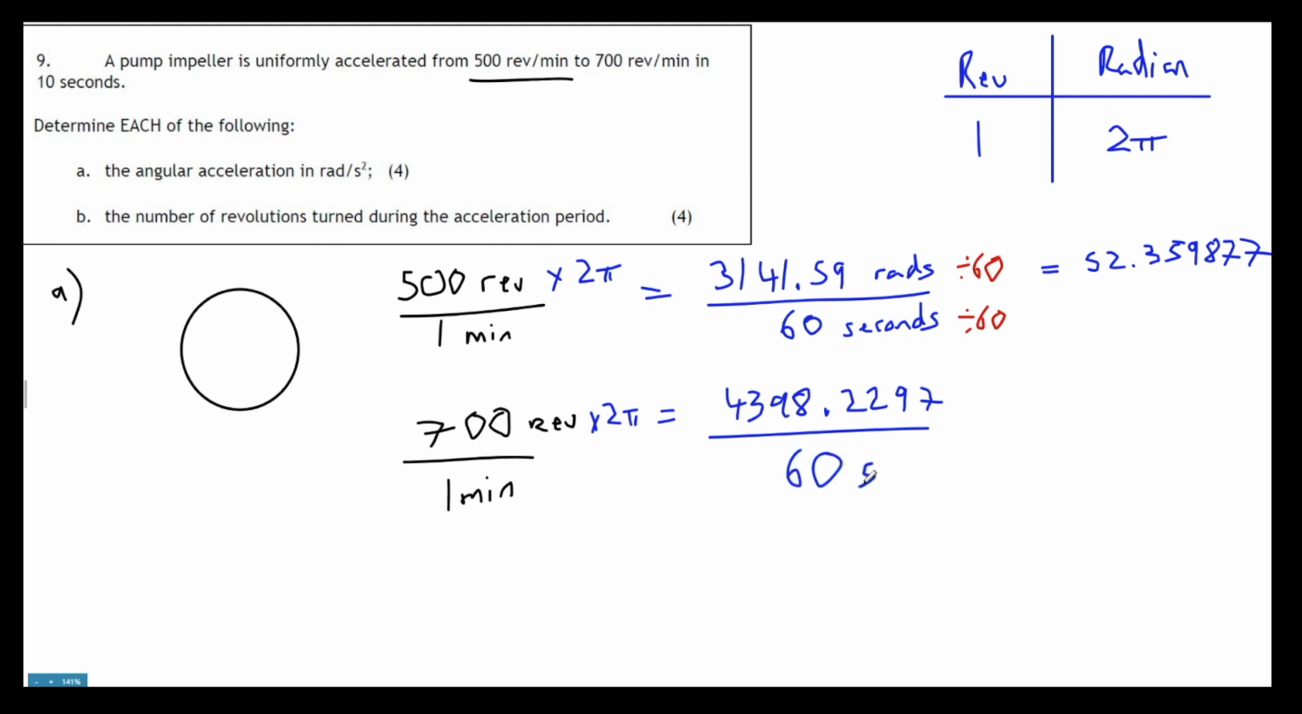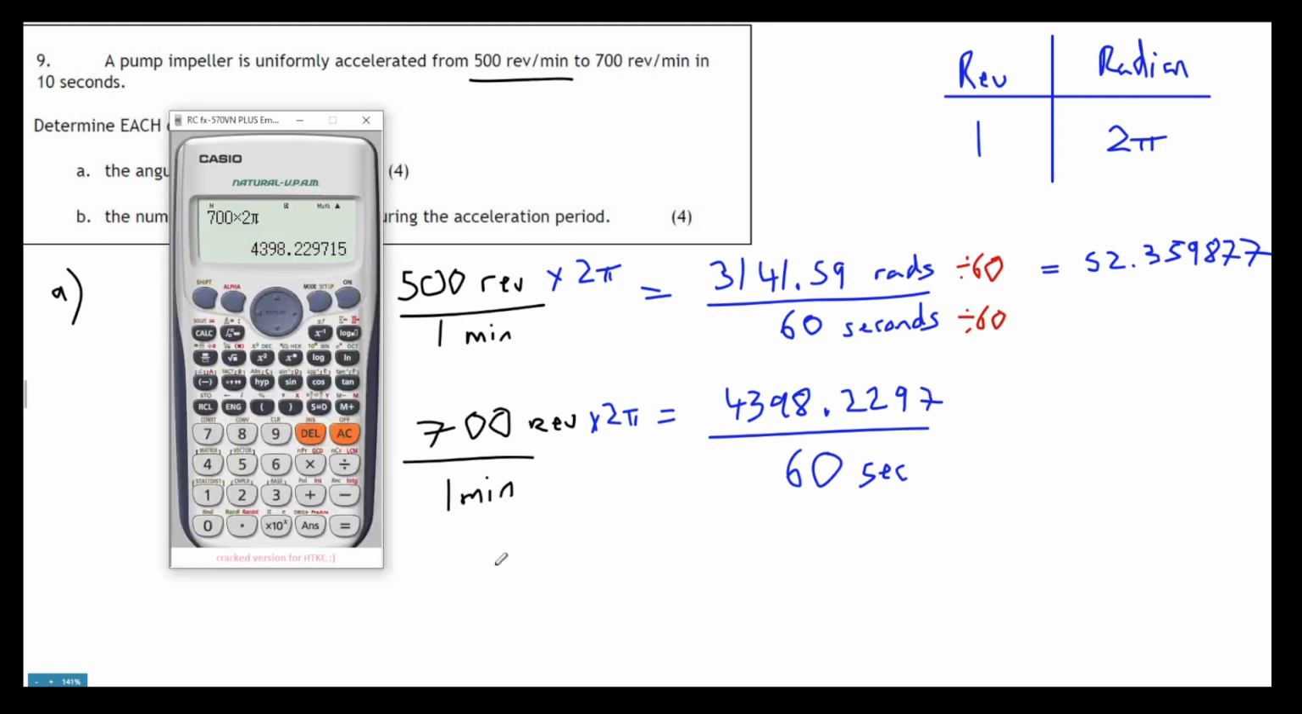Okay, so it's also in 60 seconds. We're going to do the same treatment. We're going to divide it by 60. So let's get that number divided by 60. Here we go, 73.3.